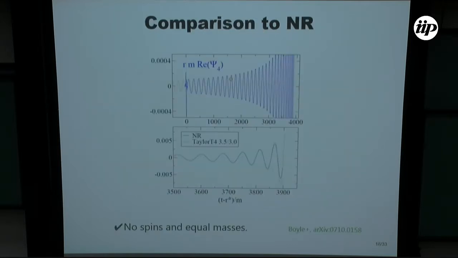So this is just a sketch of how post-Newtonian theory works. Combining that with what we have in the post-Newtonian theory, we develop the gravitational waveform, and we're comparing this waveform to the exact numerical relativity result.